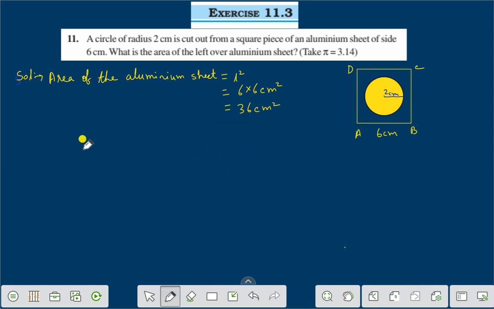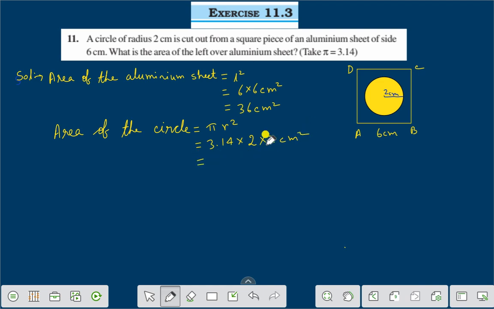The area of the circle is pi r square. We have to take pi as 3.14. So 3.14 into radius 2 centimeter, that is 2 into 2, and the unit will be centimeter square.